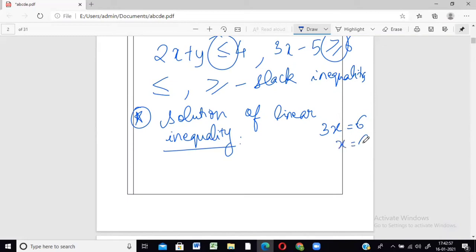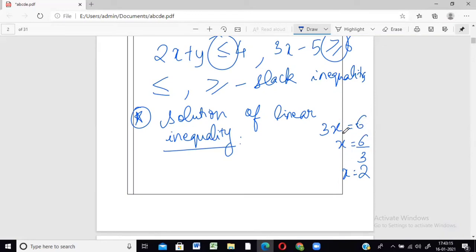What is x? x is nothing but 6 divided by 3, so x is equal to 2. 3 times 2 is 6, it's a very simple statement. So x is nothing but called the solution of this equation. Yes, x is called the solution of this equation. So what do you mean by solution of that equation? How do we say it?